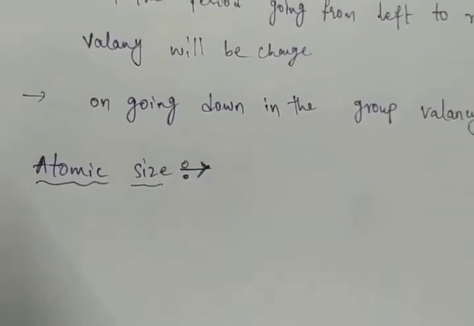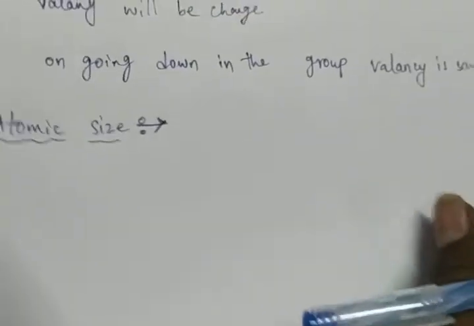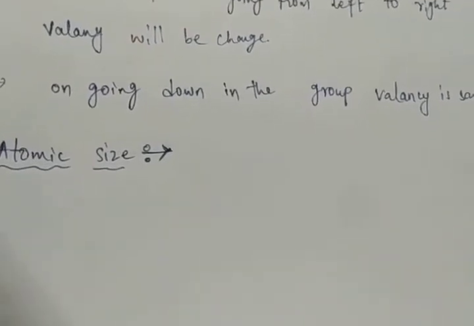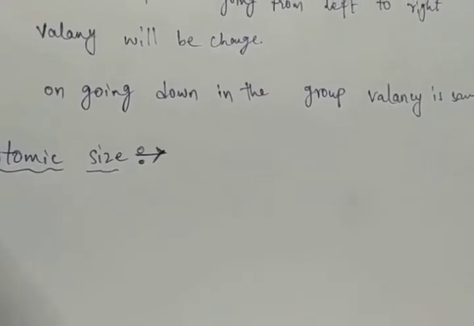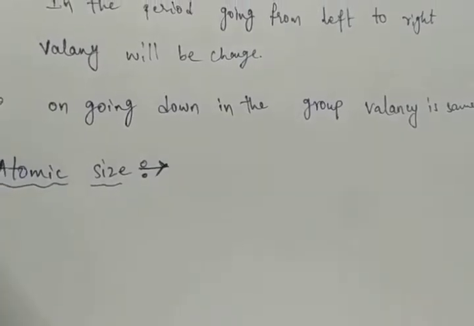Atomic size. Okay, what is the atomic size? How can we define the atomic size? Already we know the atomic size. What happens to atomic size in the group and period? Okay, the term atomic size refers to the radius of an atom.